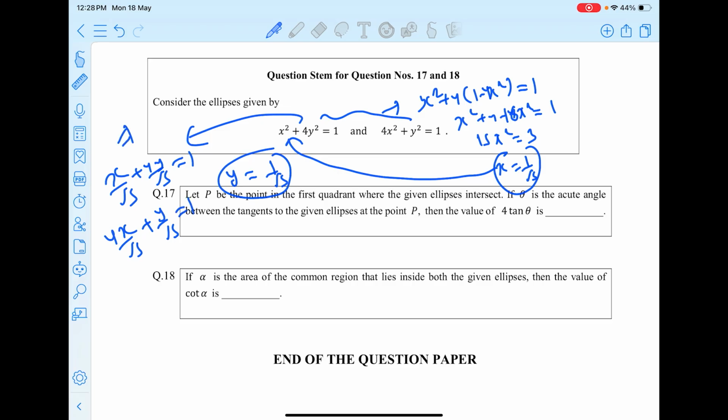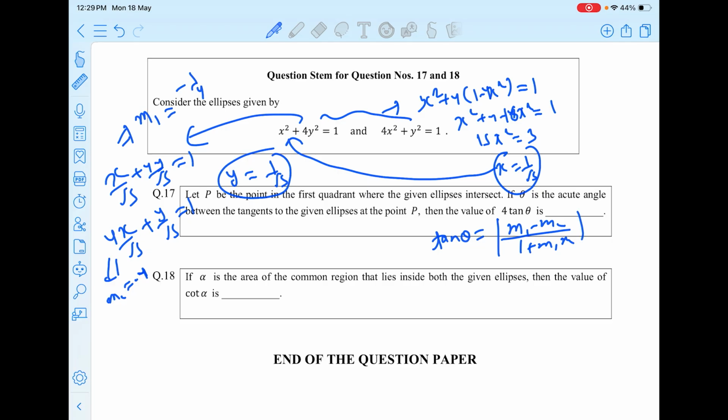What is the slope of this line? M1 is minus 1 by 4. What is M2? Minus 4. Angle between the lines, so very easy question. Tan theta is equal to mod of M1 minus M2 by 1 plus M1 M2. With that you will get the answer.